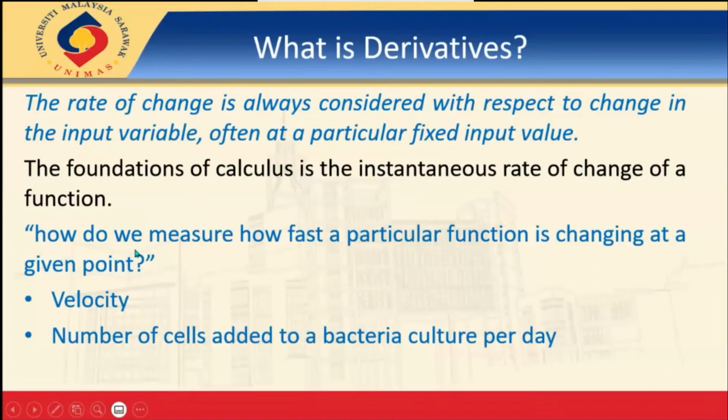So how do we measure how fast a particular function is changing at a given point? We can measure it when we pick any particular change in the input values, and then calculate the output values. It may be, for example, a change in velocity, or maybe the number of cells added to a bacteria culture per day.